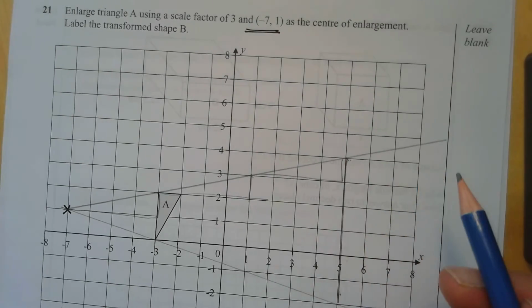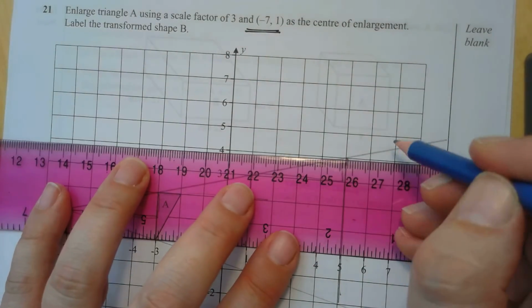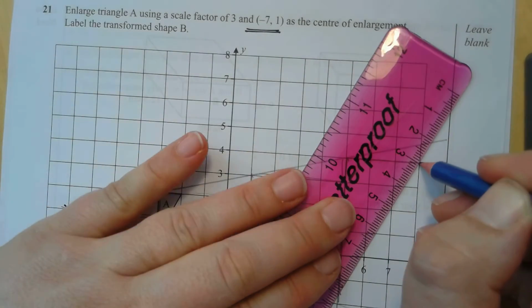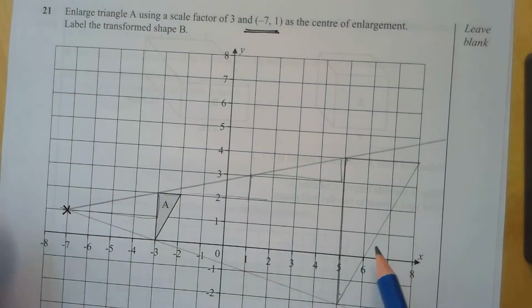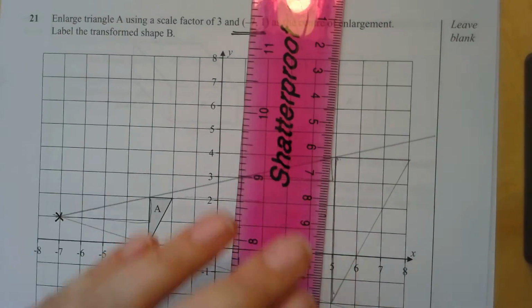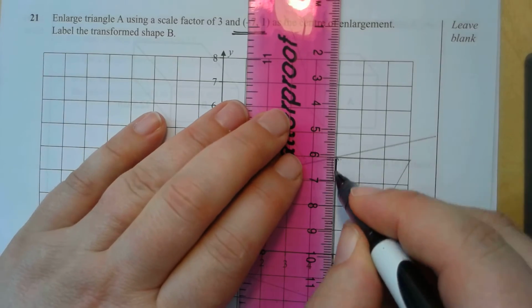We then can take this line across here and along here, and we now have a shape that's been increased by a factor of 3. I'm going to draw it in a little bit darker for you.